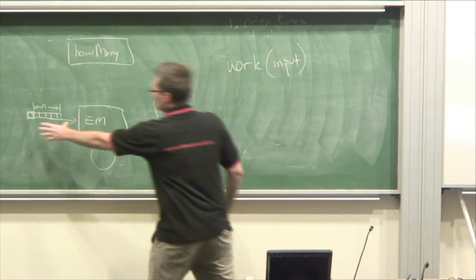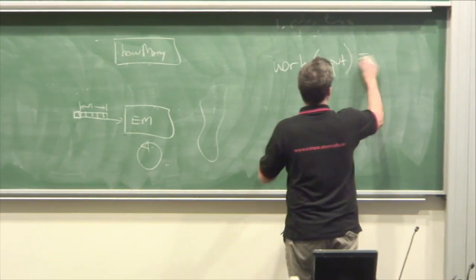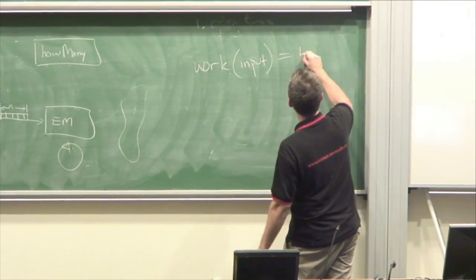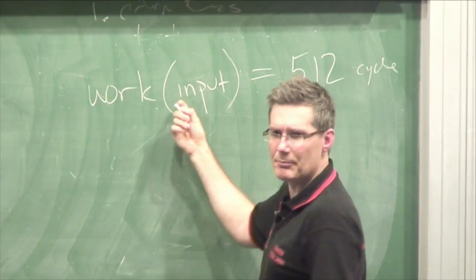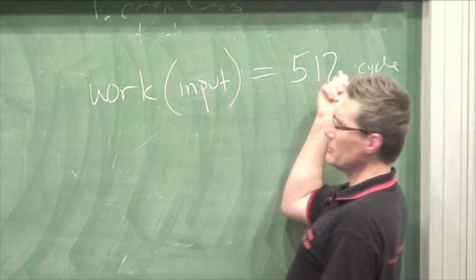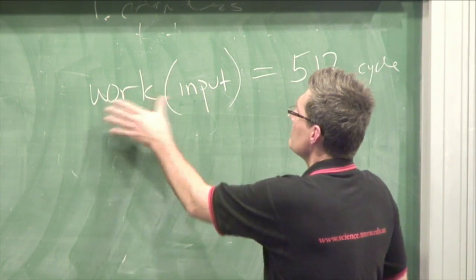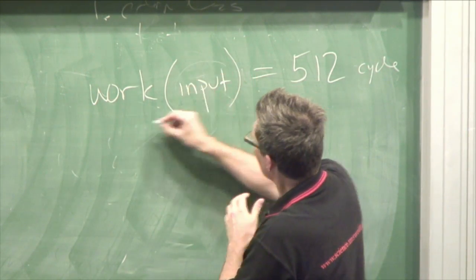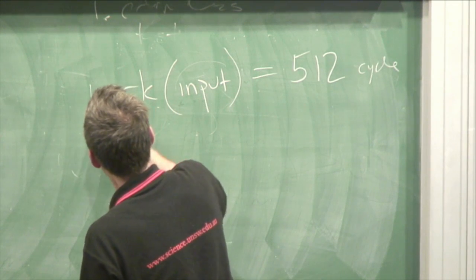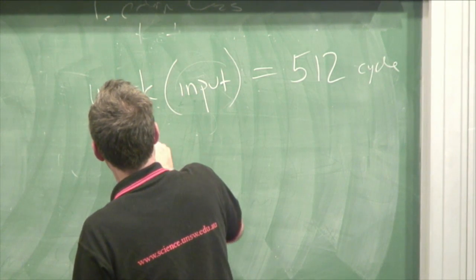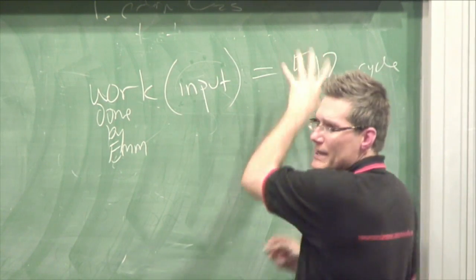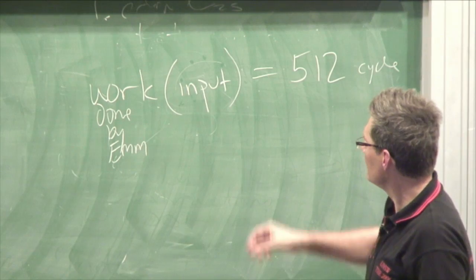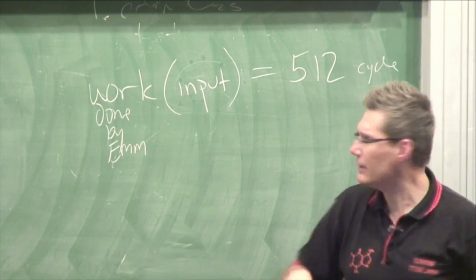You feed in the input to the function, and it tells you how much work it has to do. Like, I remember once we calculated, and we got 512 cycles. Yeah, we had some program, we calculated the amount of work, it was 512 cycles. So, work done by the emulator: given the input to the emulator, how much work does it do? And it will be a number, the amount of work it does, depending on how you've implemented the emulator.